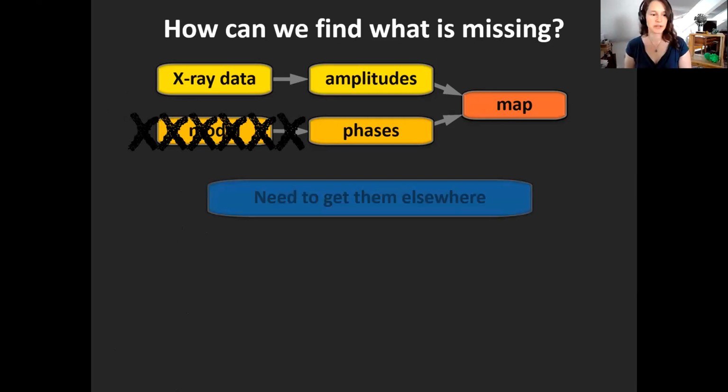Why not cut out the model? We need to get the phases elsewhere. And we need not to use any kind of prior knowledge. So I tried to do this the simple way and I failed.